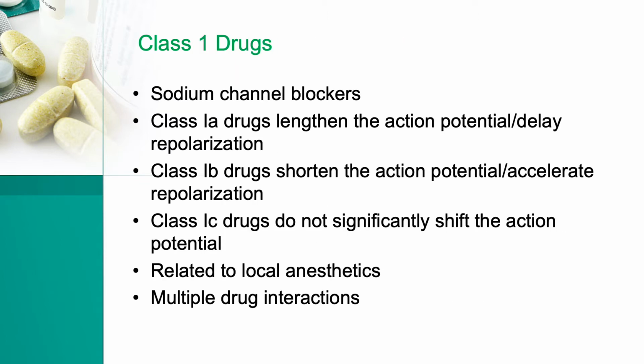Class 1 drugs have a core common mode of action, namely they are sodium channel blockers. They decrease conduction velocity in the atria, ventricles, and His-Purkinje system. Unlike the other antiarrhythmic drug classes, Class 1 medications are further subdivided into Class 1A, 1B, and 1C, depending on how the medicine impacts the length of the action potential. All of these classes are related to local anesthetics and have multiple drug interactions.